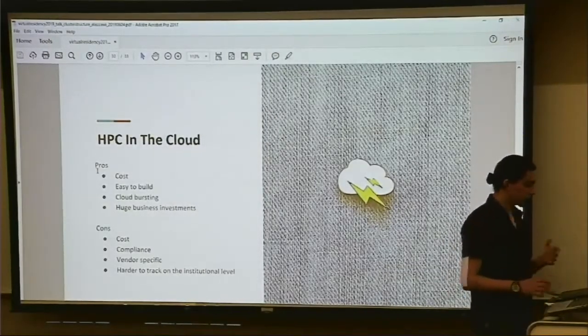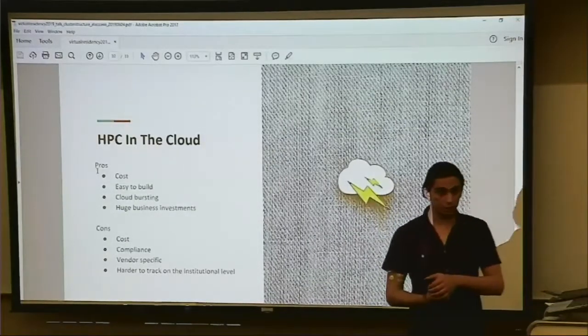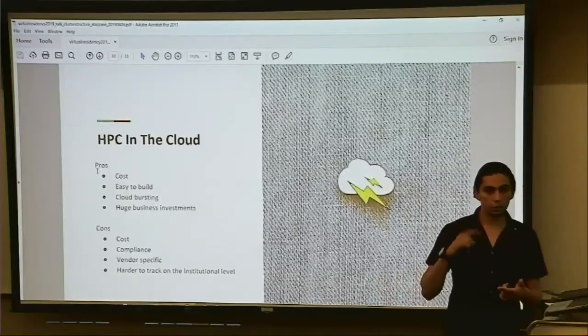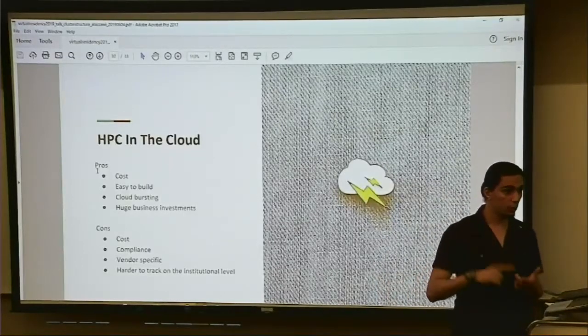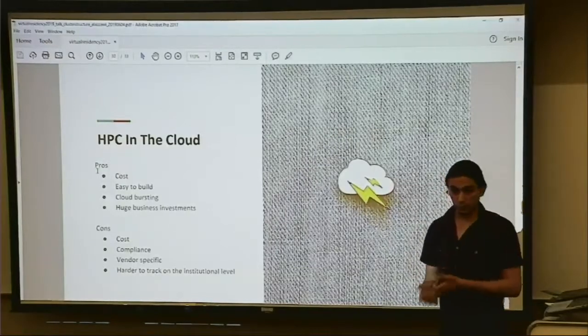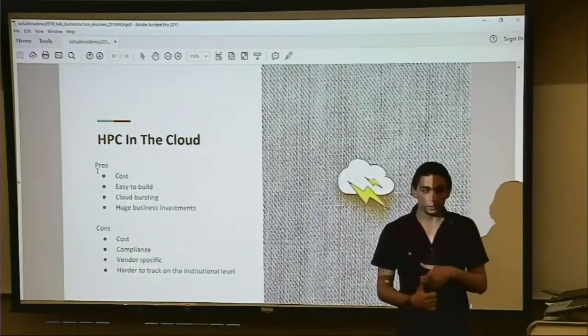We talked a little about the cloud, so I have some pros and cons. So it's cost and cost. If your center is new and you cannot afford building a new supercomputer, considering all the other factors like power, machine room space, politics, all of that, if it's a small research group, then it might be cheaper to go to the cloud.